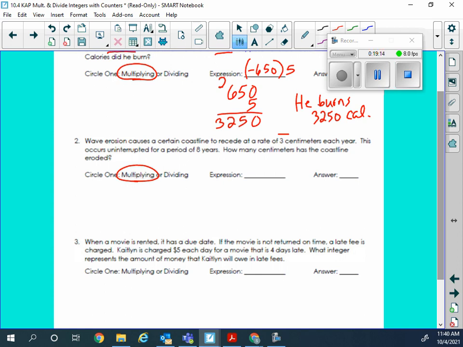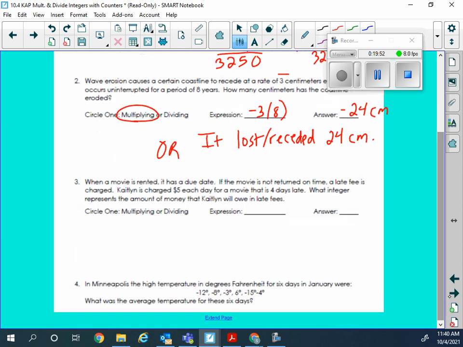What would your expression be? Negative 3 times 8, which would be? Negative 24, right? Because 3 times 8 is 24. Signs are different, therefore it's negative. So it's negative 24 centimeters. Or, what else could we say? It lost or receded. Yeah. Okay? Pretty good? Okay, we're going to skip the next one for a second.